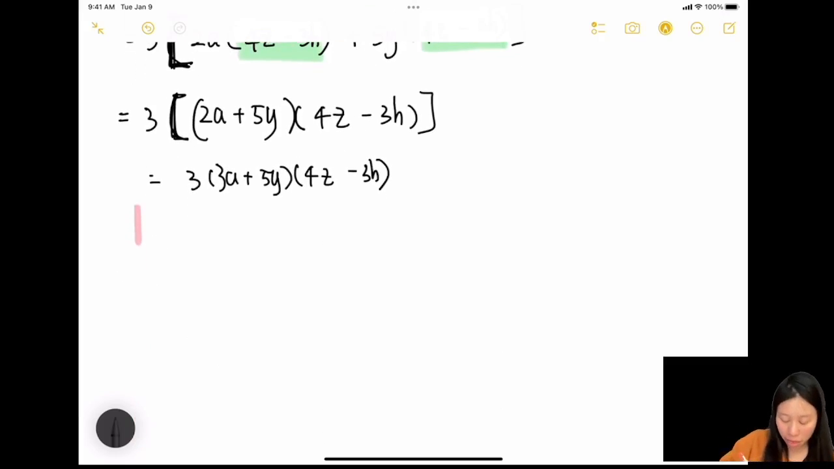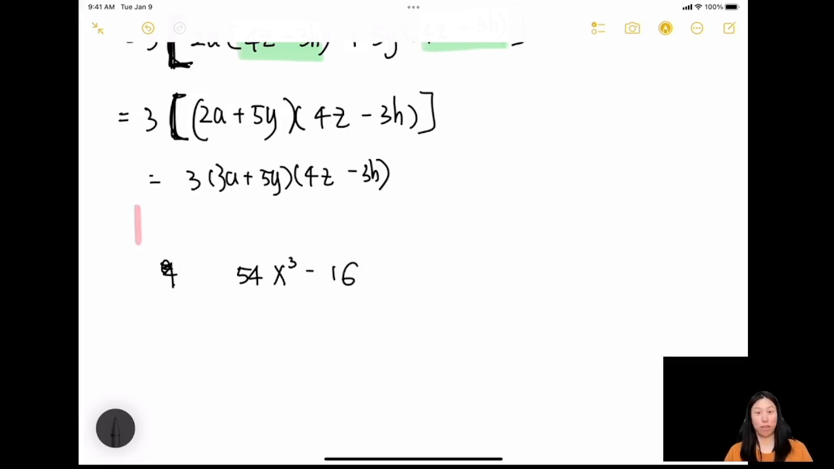Okay, another example, we have 54x cubed minus 16. Okay, so don't rush. Now you see x cubed, and all you think about is, hey, how can I make this into a cube? Don't rush into it. The first step is always to try to factor the common factor. What do they have in common? Definitely an even number. We know that 2 is their common factor. Anything else? Let's try it. If we factor 2 out, we have 27x cubed minus 8.